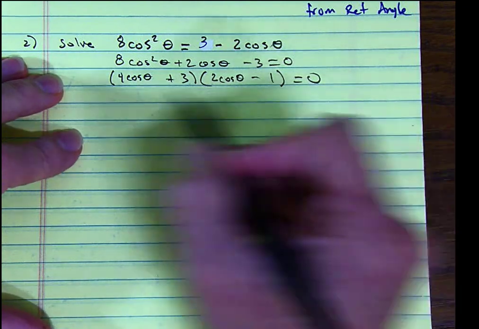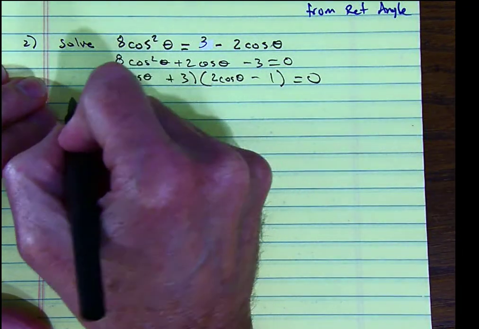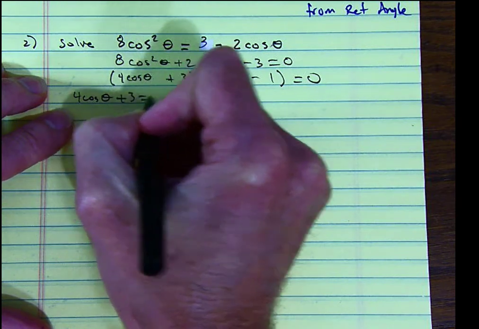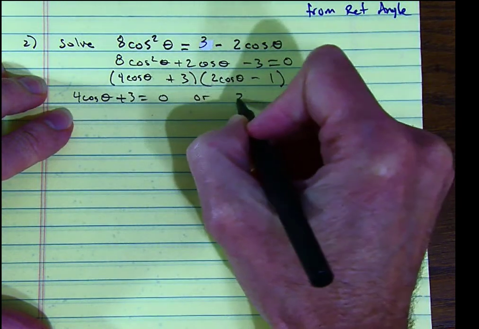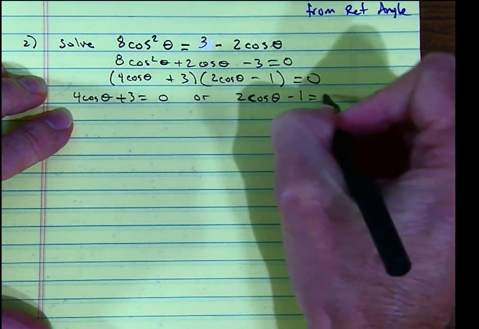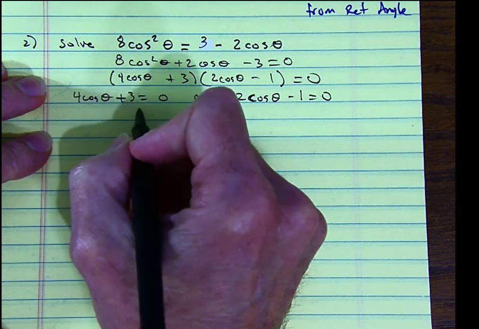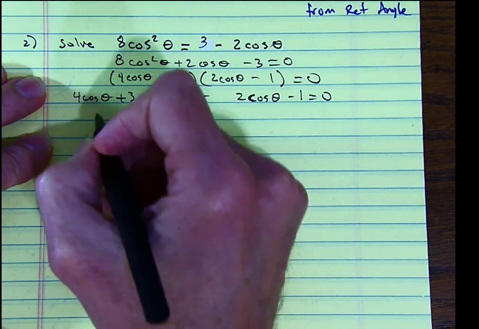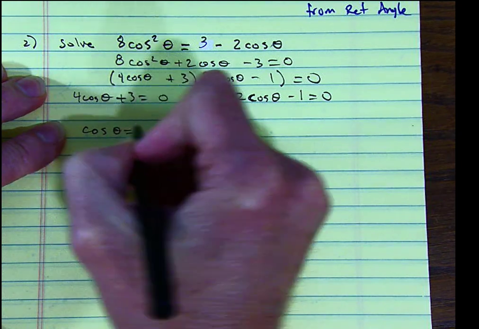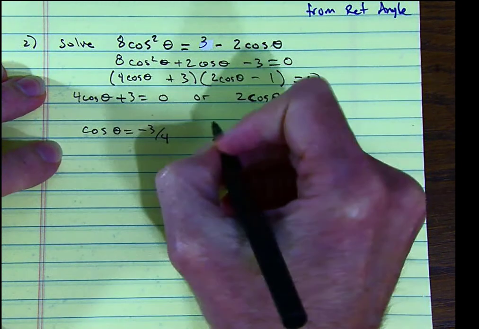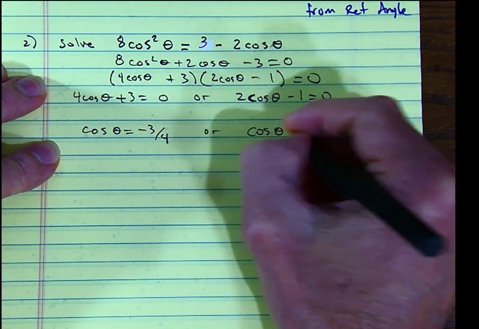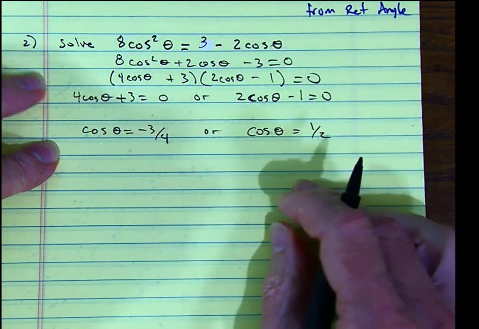And so now that it's factorable, I've got 2 factors I can solve for 0. 4 cosine theta plus 3 equals 0, or 2 cosine theta minus 1 equals 0. Now on this one, I can subtract by 3 and divide by 4. And I get negative 3/4. Or this one here, I can add the 1, and I get cosine theta is 1/2.